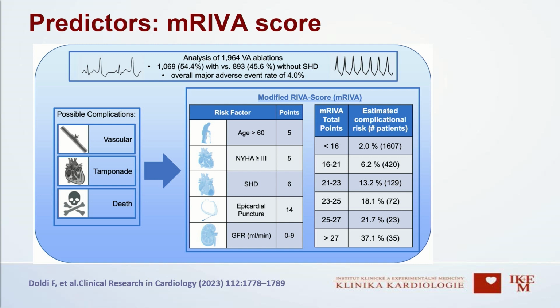1,900 plus ablations. And they analyzed both patients without structural heart disease and with structural heart disease. So you see that the minority, less than half, were in structural heart disease. And they came out with this modified RIVA score, which takes into consideration age, NYHA class, structural heart disease presence, epicardial puncture, and glomerular filtration rate. And depending on the value of points, you can predict risk of complications.